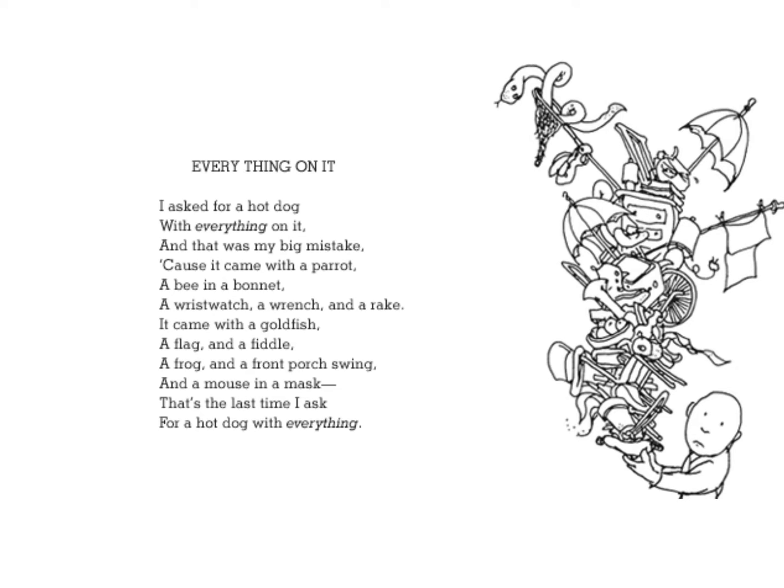I asked for a hot dog with everything on it, and that was my big mistake. 'Cause it came with a parrot, a bee and a bonnet, a wristwatch, a wrench, and a rake. It came with a goldfish, a flag and a fiddle, a frog and a front porch swing, and a mouse in a mask. That's the last time I asked for a hot dog with everything.